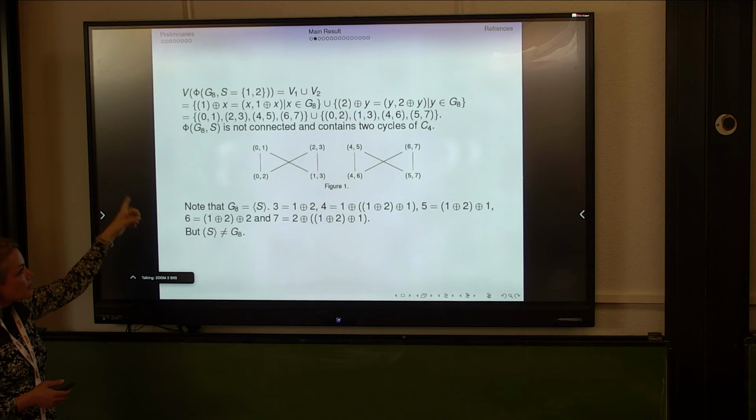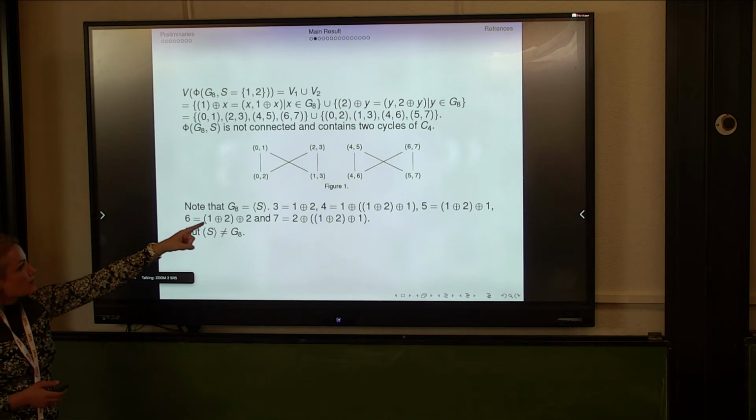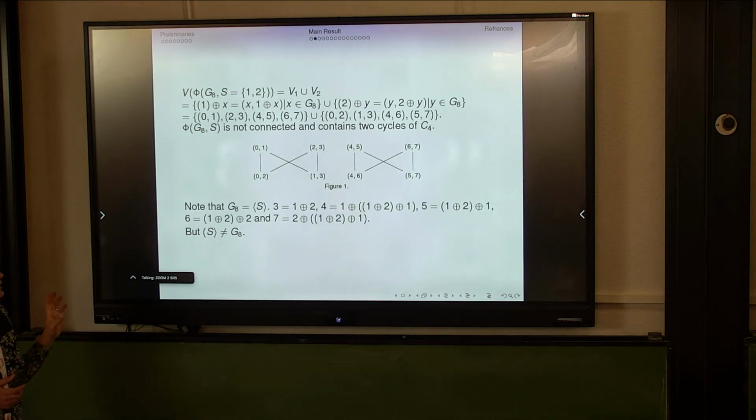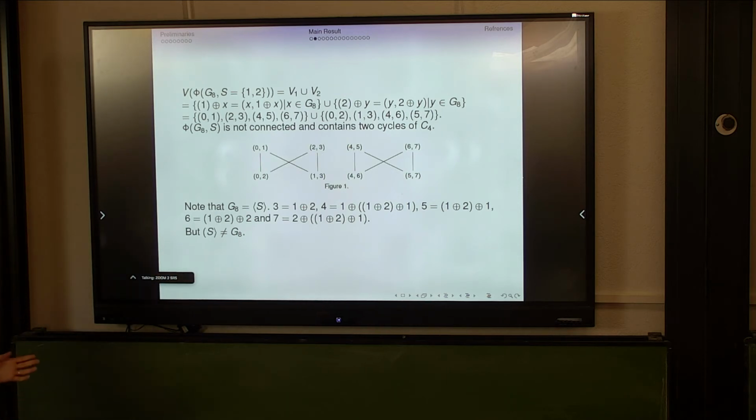G8 is bipartite because the size of S is 2. The first line are the vertices in part V1, and the second line are the vertices in V2, and this graph is regular. The vertices are such pairs that each pair has two elements in common with the vertices in the other level. But this is disconnected and contains two C4. Note that here G8 is not left-generated by S, but is generated by S.